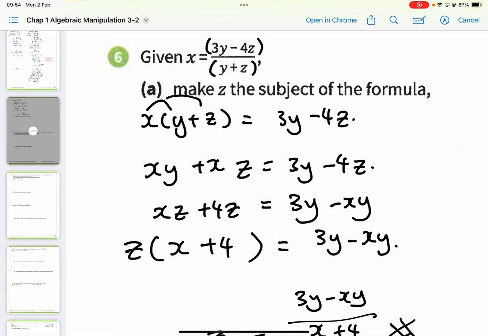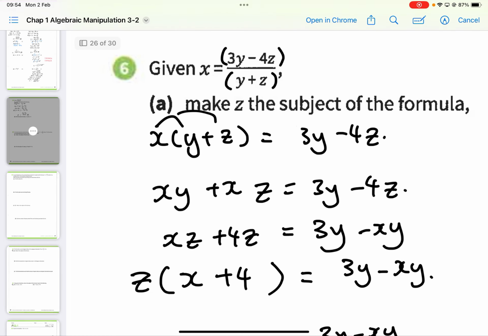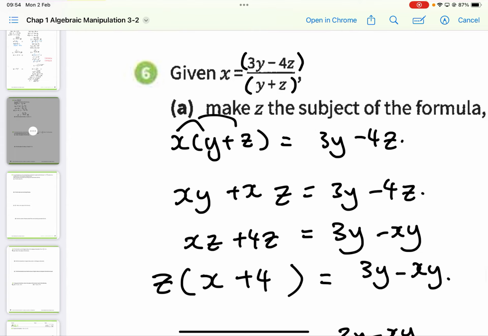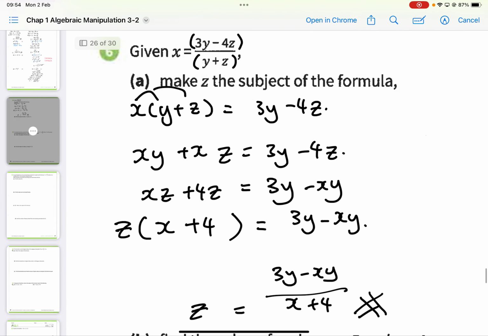Okay, we add the bracket first. Then when we want to make Z the subject, Z is inside the bracket, so we need to multiply it to the numerator on the other side. Then after that, we free Z from the bracket. Then we group the Z terms, bring this Z term across, so all Z terms are put to the right. Then factorize, then finally divide by the whole bracket.